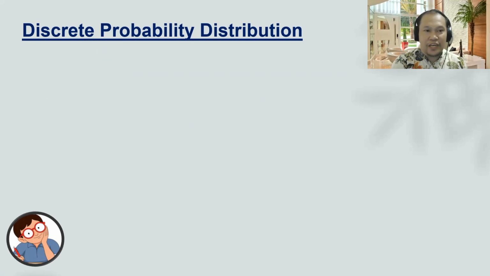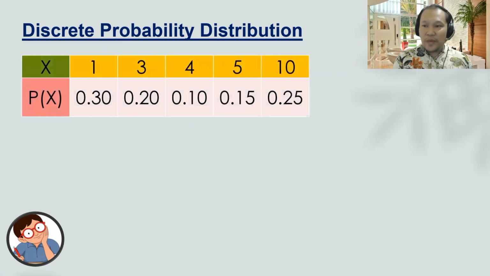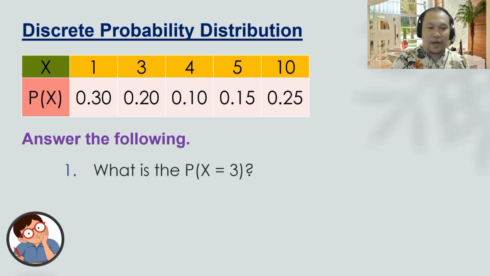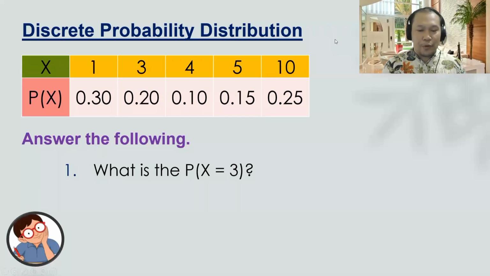I do have here the discrete probability distribution, and we do have the random variables 1, 3, 4, 5, and 10, and their corresponding probabilities. What if we are asked to answer the first question: what is the probability of a random variable 3?